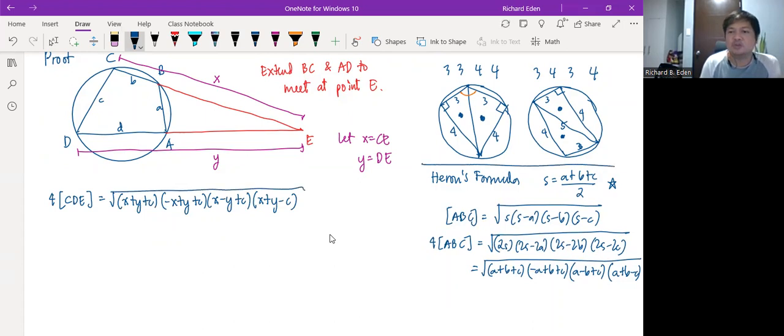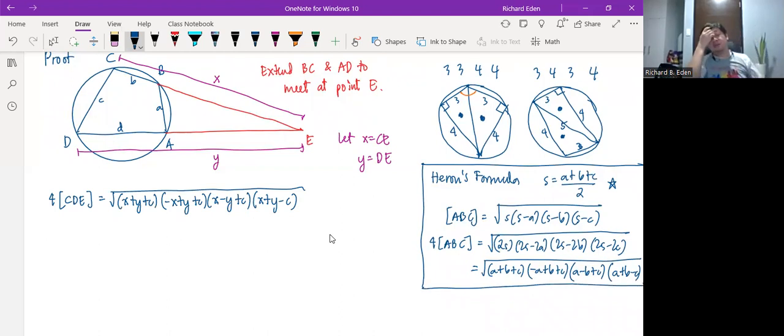Okay, we use this sidebar. So 4 times the area of CDE. Now, what is our interest? No, copy paste. What? No, it looks like a piece of paper. What is there on the side of Heron's formula? Okay. So our interest is really the area of ABCD.